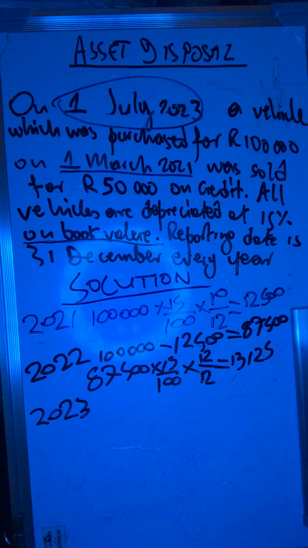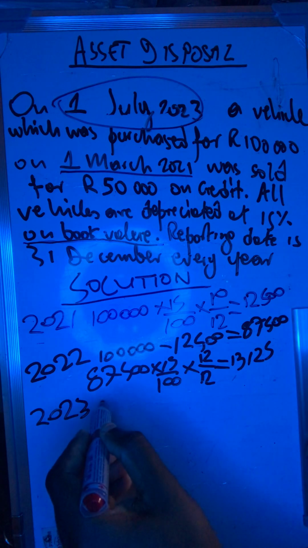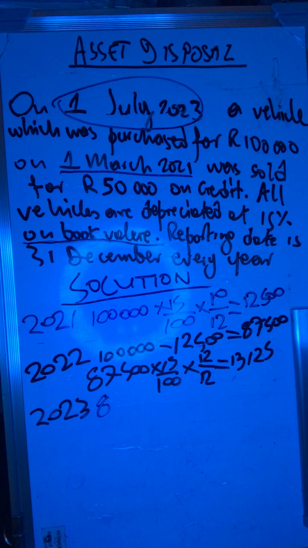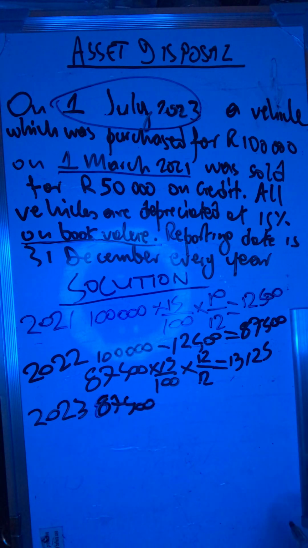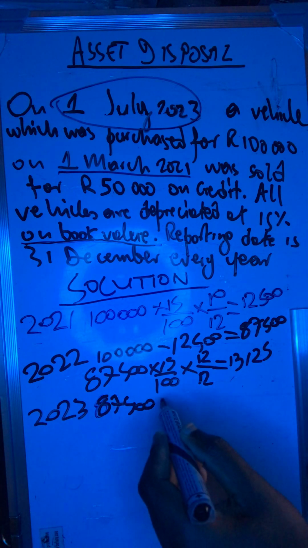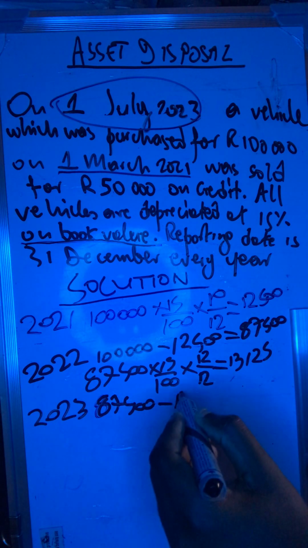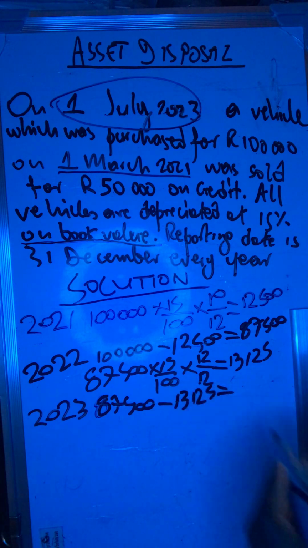The current year is the year 2023. Now, our carrying value at the beginning of 2022 was how much? Our carrying value was 87,500 at the beginning of 2022. How much was the carrying value now at the end of 2022? It was 87,500 minus 13,125. So the carrying value at the end of 2022 was 74,375.